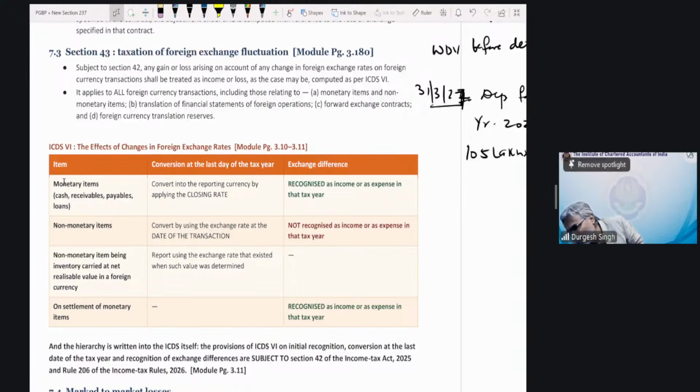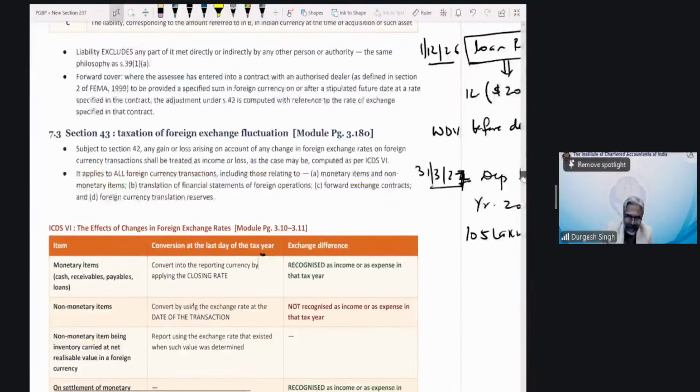Now, how am I going to recognize this, students? I am going to recognize this by virtue of section 43, which says to recognize it in your P&L account, the profit and loss account. And now, students, just have a look at what it says. Convert into the reporting currency by applying the closing rate. So what you have to do, students, is conversion as of the last day of the tax year.